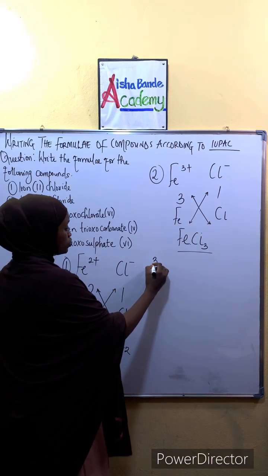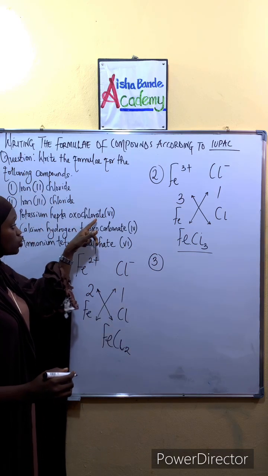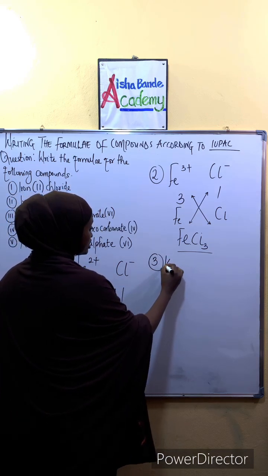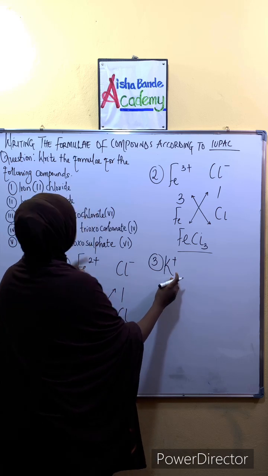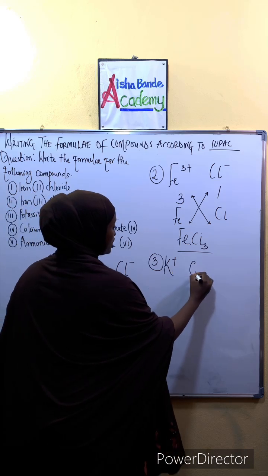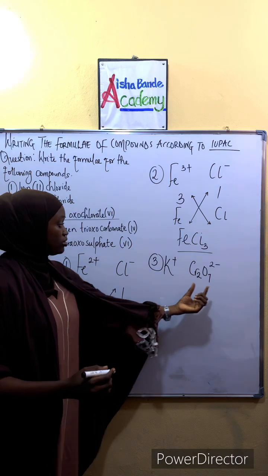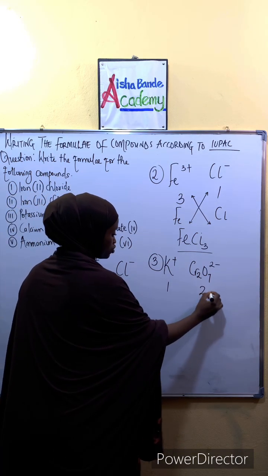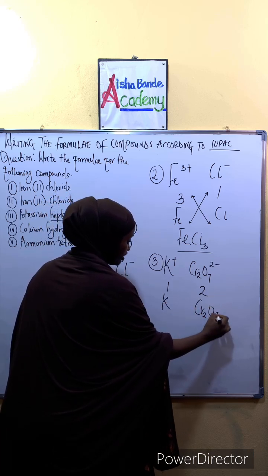So let's move on to the third one, which is potassium heptaoxochlorate 6. So this is going to be potassium, that is K plus. So this is the element. Then heptaoxochlorate 6 is Cr2O7 2 minus. So this is a radical. So the charge here is plus 1, while the charge here is plus 2, right? So this one here is for the potassium, while this is for Cr2O7, okay?